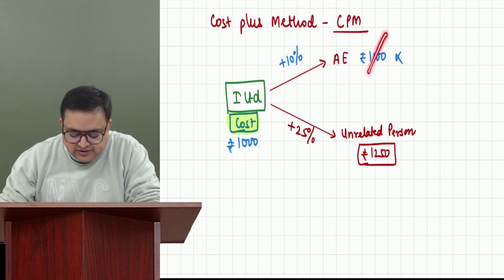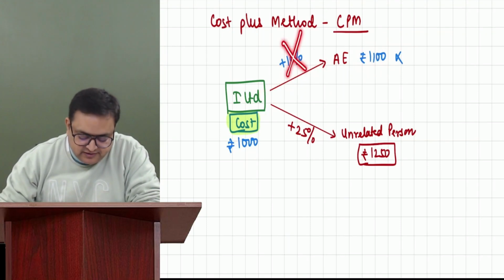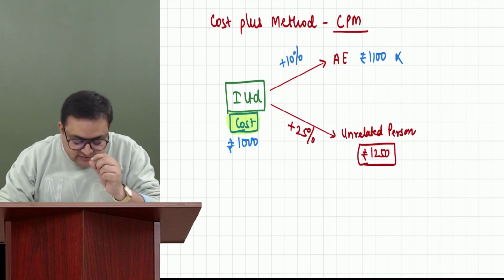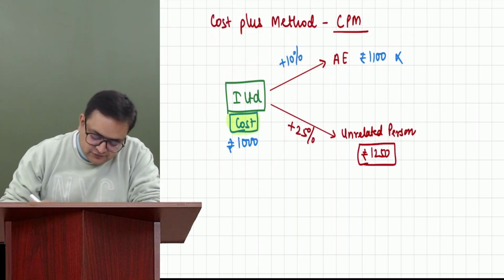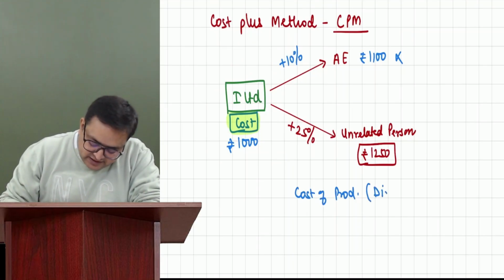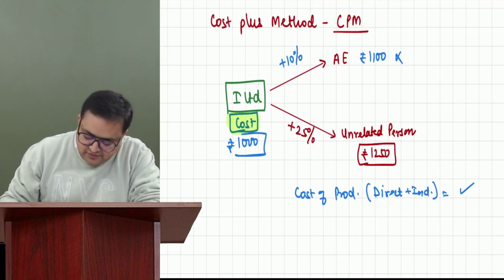We will say no, this is not the correct price. And the profit percentage which we have charged from associated enterprises, that is also not correct. So from where will we start? See, the name itself is saying cost plus method. So we'll start with our cost. What is our cost of production or cost of manufacturing? Whatever is your direct cost, whatever is your indirect cost, please start from here. So from 1000, we will start from here.